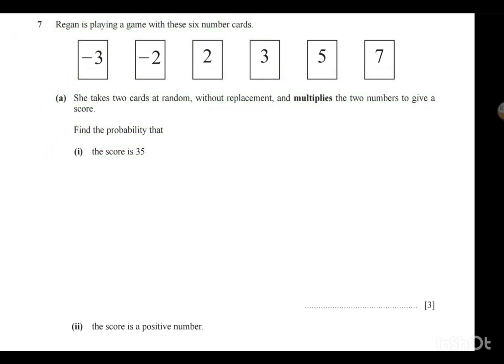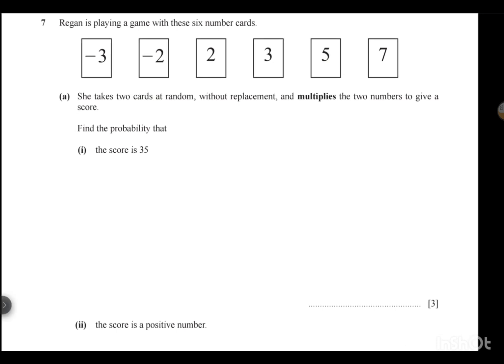Now, what are the 2 numbers that multiply to 35? You get 5 and 7, which is 35. Two cards are taken, because it is said that only 2 cards are taken. So 5 into 7 is 35 and 7 into 5 is 35. The first number is 5 and the second number is 7, or the first number is 7 and the second number is 5. So two possibilities are there.